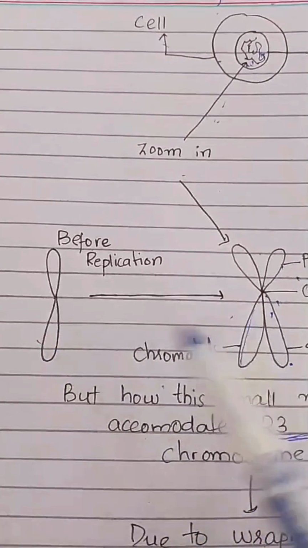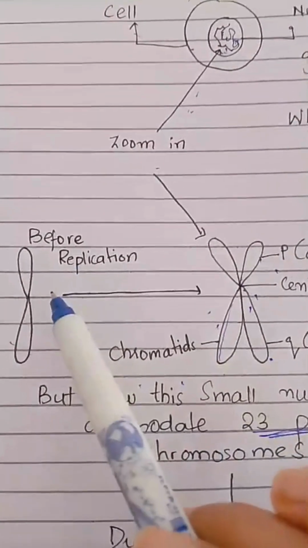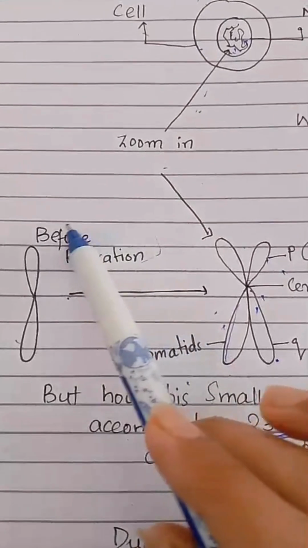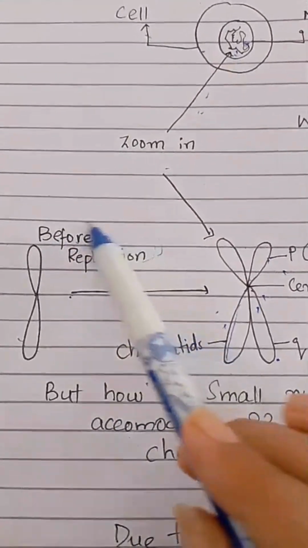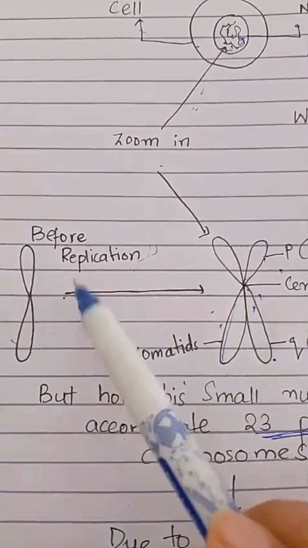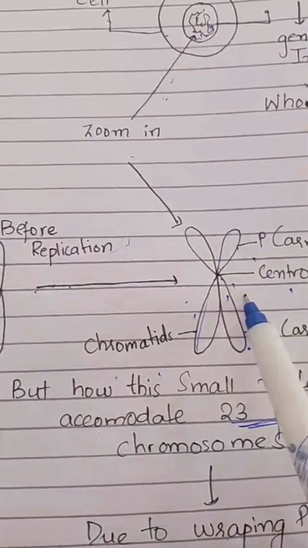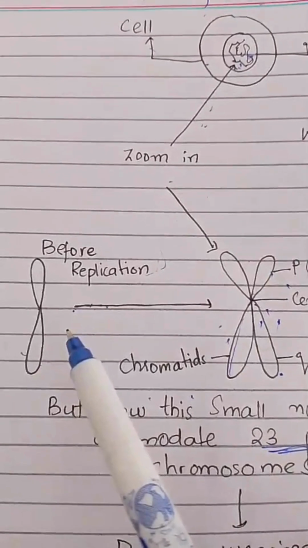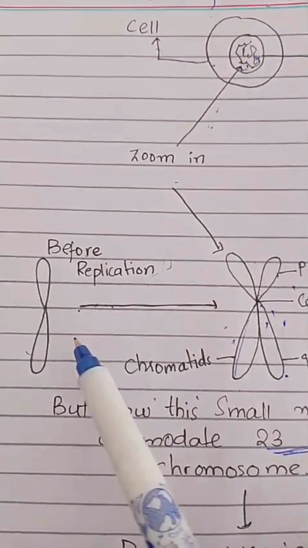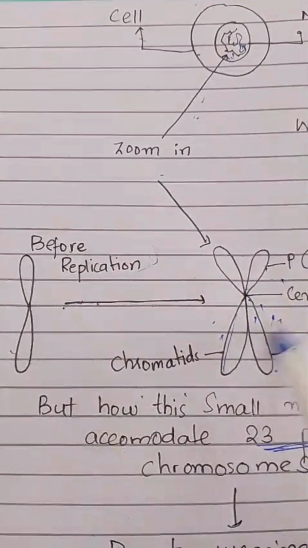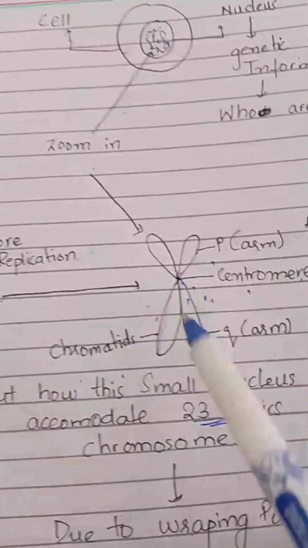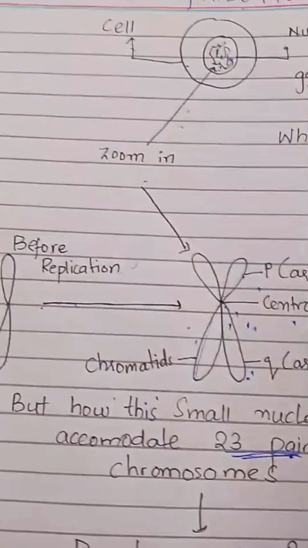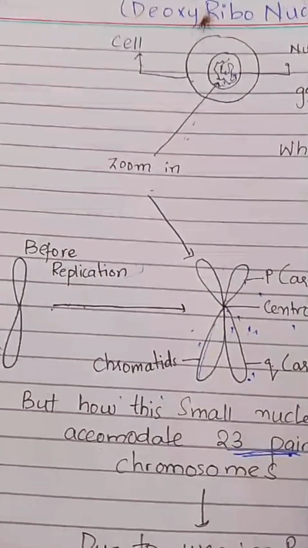The difference between these two chromosomes is that this one is present before replication. During cell division this chromosome will get replicated to form this chromosome. Whenever the cell divides, the chromosome, the genetic material, will divide itself also. So this is the chromosome before replication, and this is the chromosome after replication. P arm and Q arm, as I discussed earlier.